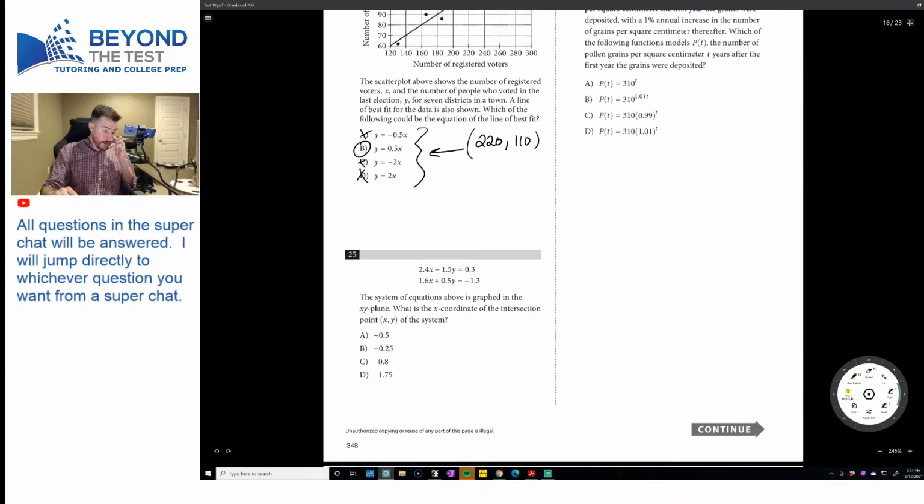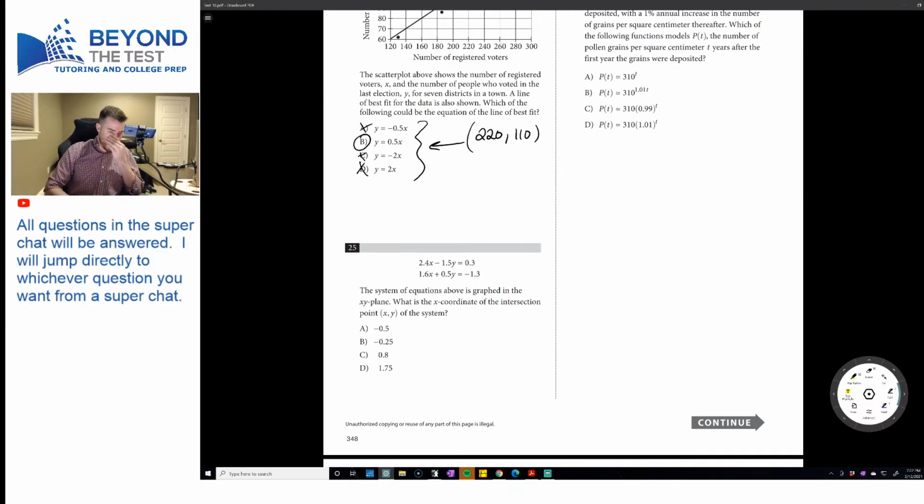All right, 25 here, it says the system of equations above is graphed in the xy plane. What is the x coordinate of the intersection point xy for this system? Now this system looks a little tough. We have some decimals involved and whatnot, which can be very confusing for some people. But a way to make this easier is to get rid of the decimals. And you can do that by simply multiplying everything by 10 right off the bat here.